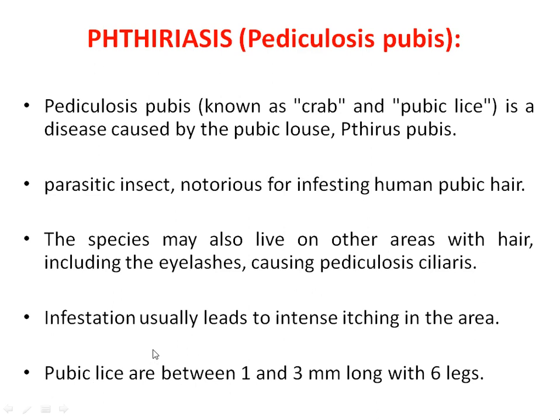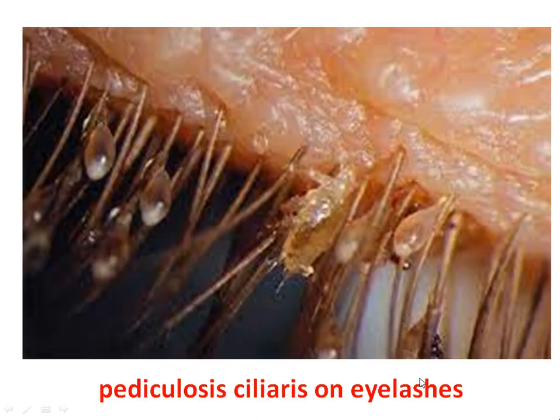The infestation usually leads to intense itching. Once it bites, it causes severe itching or irritation in that particular area. The pubic lice are between 1 and 3 millimeters in length and have 6 legs, 3 pairs of legs attached to the thoracic region.